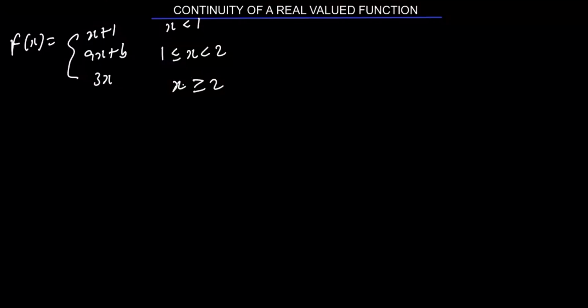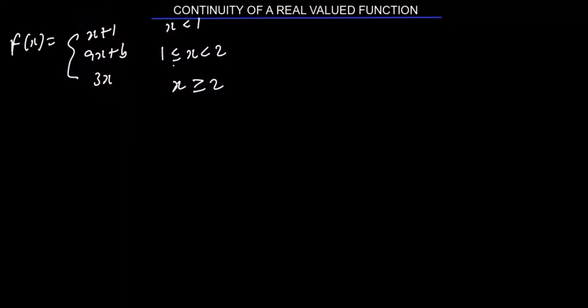Now, find the values of a and b for which f is continuous. They told us f is continuous. It means that it will be continuous at 1, and also continuous at 2. So it's continuous everywhere within the interval given here. So what are the values of a and b for which f is continuous?